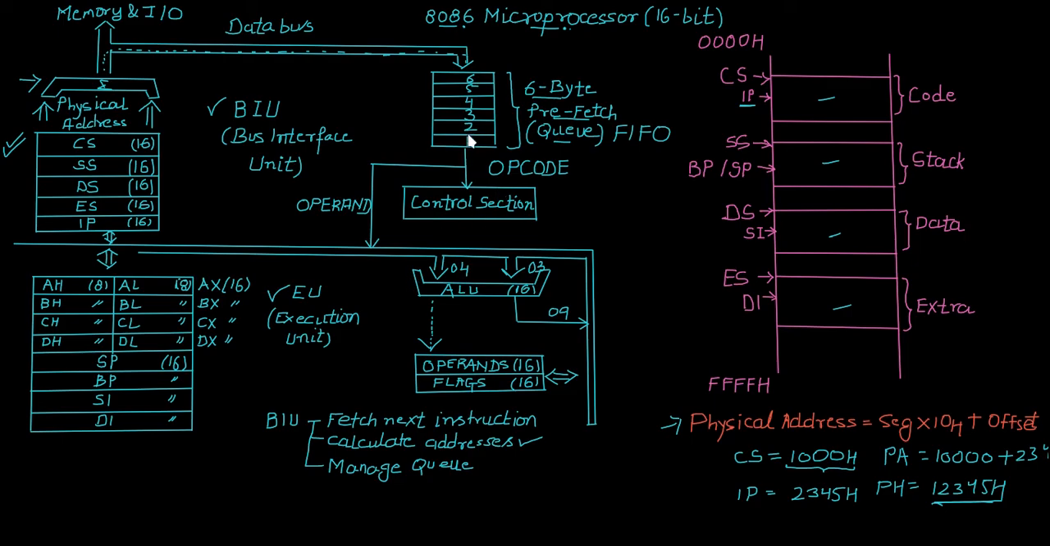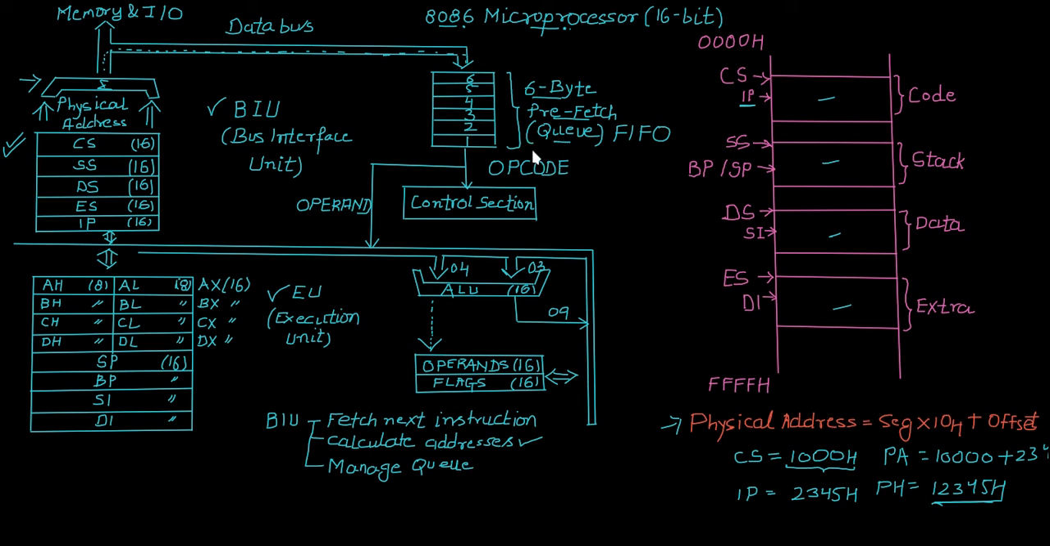So once the first instruction goes into the execution unit, at the same time it will fetch the next instruction and insert it inside this queue. So basically this prefetch queue supports parallelism or pipelining. So it's a 6-byte prefetch queue.